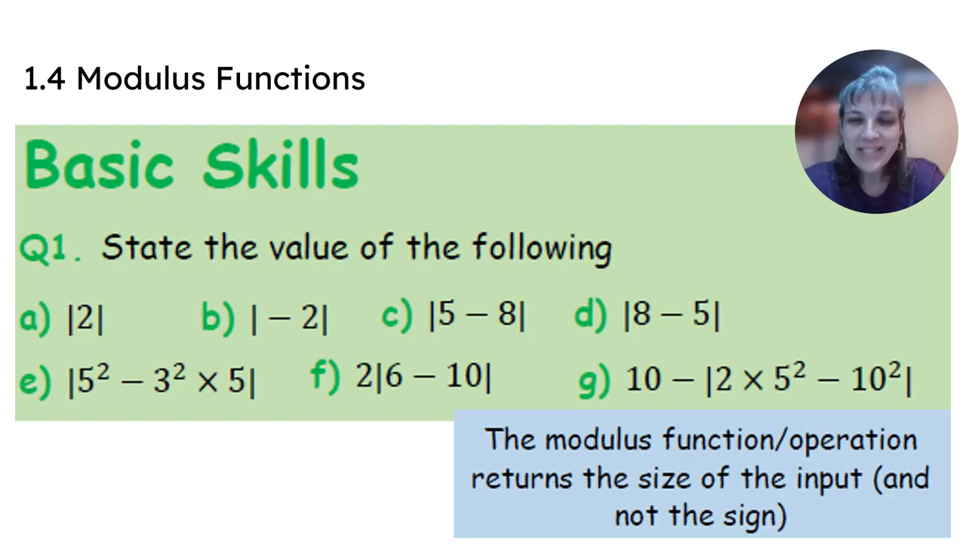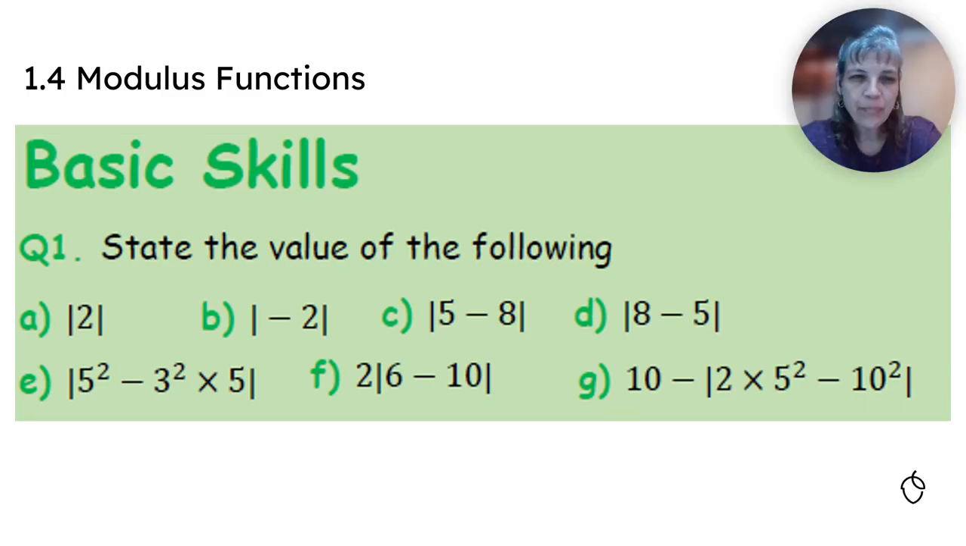Okay, welcome back. Let's see if we can figure out what our answers should be. If you have modulus 2, it just equals 2. If you have modulus -2, that also equals 2. Inside of a modulus, if you have 5 minus 8, that would be -3 inside the modulus, but that just equals 3. If you have 8 minus 5, that also equals 3.